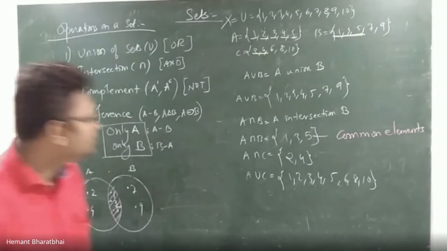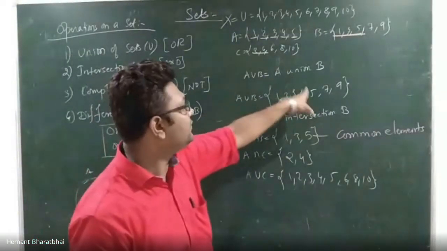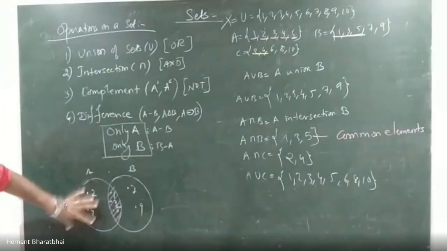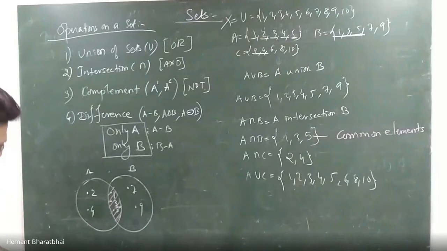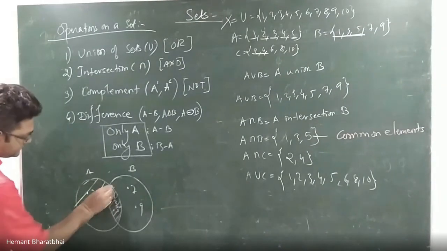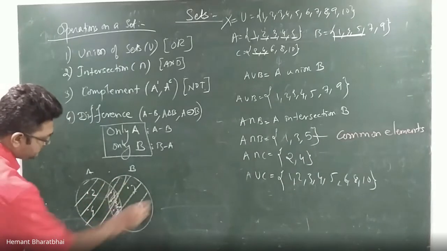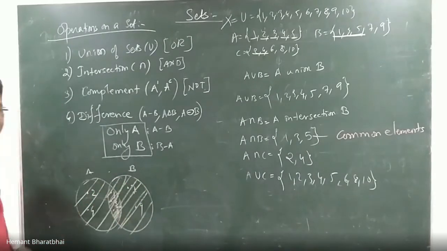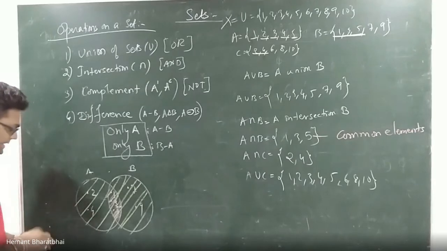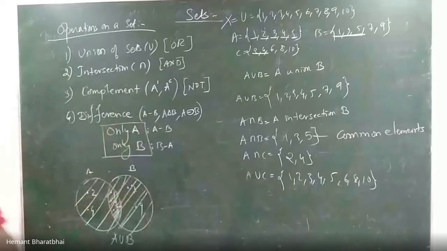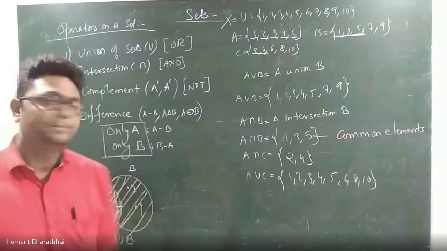If you see A union B, it is having 1, 2, 3, 4, 5, 6, 7, and 9. It is having these elements, it is having this element, and it is having this element also. Therefore, I'll shade this entire figure and I'll say that this is A union B because all these elements are there.